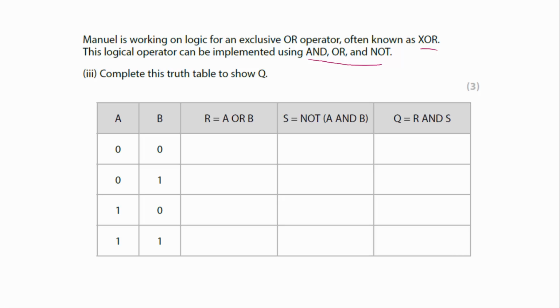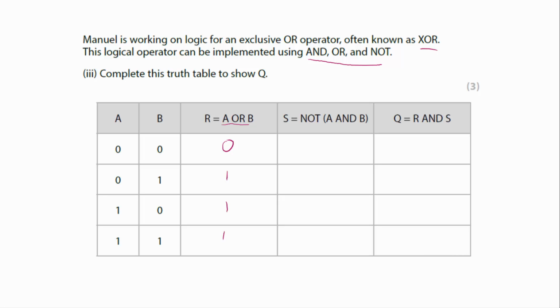So first of all, we need to do A or B. So for OR you need just one. So the first row is the only one that's not 1, because we haven't got a 1 in either A or B. The rest of them have at least 1. Then the next column, we have to do 2 bits here. So let's do the bracket first. It's always how you should do it.